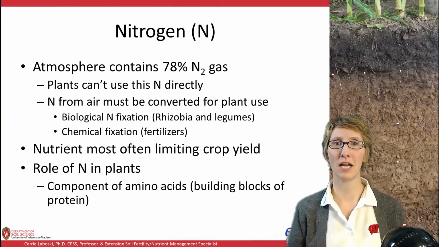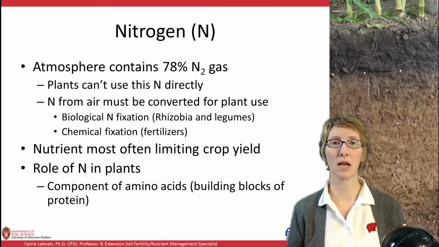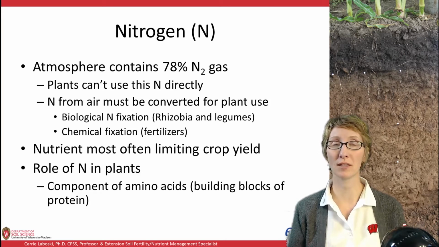So to start off, nitrogen is our nutrient that's most often limiting crop yield in Wisconsin. Nitrogen plays an important role in plants. Specifically, it's a component of amino acids. They're the building blocks of protein.